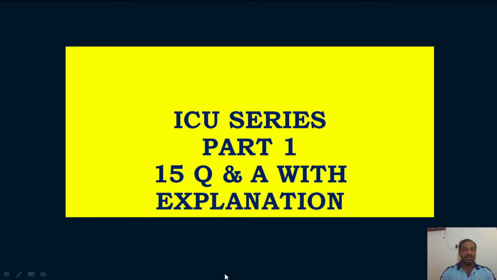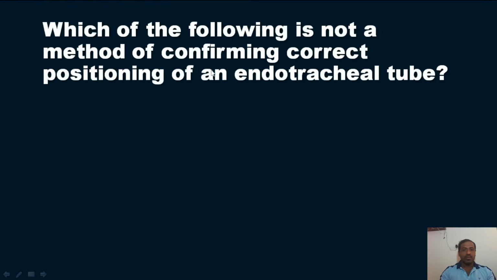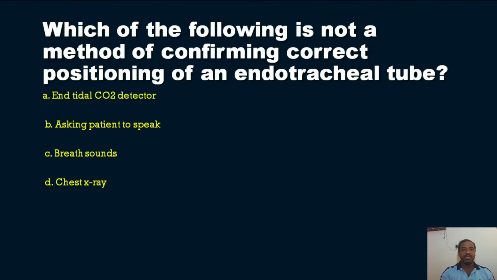Here comes your first question. Which of the following is not a method of confirming correct positioning of an endotracheal tube? I repeat the question: which of the following is not a method of confirming correct positioning of an endotracheal tube? This question is about checking whether the endotracheal tube is in position or not. The options are: first, end tidal carbon dioxide detector; asking the patient to speak; breath sounds; and finally chest x-ray. Our question is, which is not a method of confirming the correct position of an ETT.